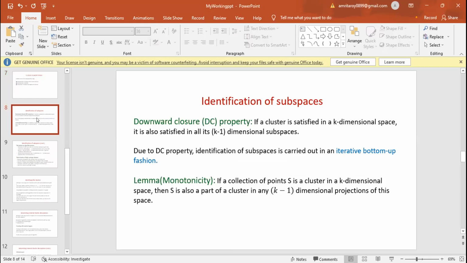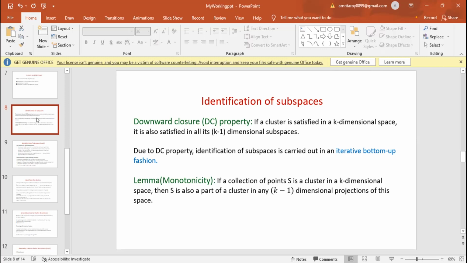We have downward closure property or DC property. If a cluster is satisfied in a k-dimensional space, it is also satisfied in all of its k-1 dimensional subspaces. Due to this property, identification of subspaces is carried out in an iterative bottom-up fashion. Bottom-up fashion means from lower to higher dimensional subspaces. Now, the difficulty in identifying subspaces that contain clusters lies in finding dense units in different subspaces.